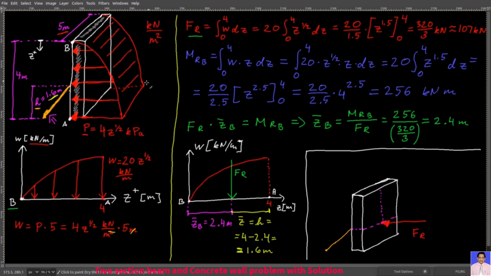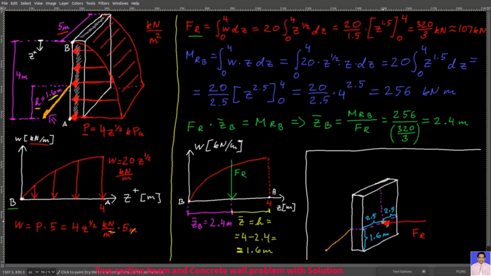And now, if you look at this 3D wall, since the pressure distribution was constant along the width of the wall, and the width of the wall was 5 meters, this FR vector would act 1.6 meters from the ground, that's your H, and horizontally it would be in the middle. So you would have 2.5 meters from one side and from another side.